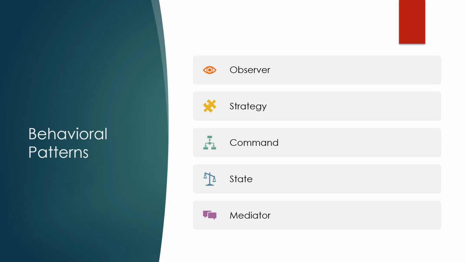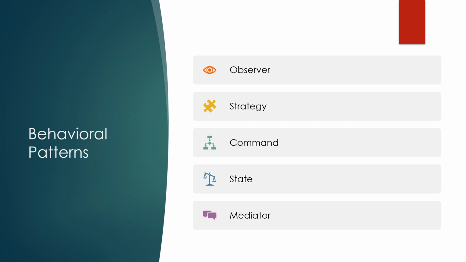State. Description. Allows an object to change its behavior when its state changes, encapsulating state-specific behavior in separate classes. Guidelines. Define a state interface and implement different states as classes with the behavior changes. The context object delegates state-dependent behavior to the current state object.